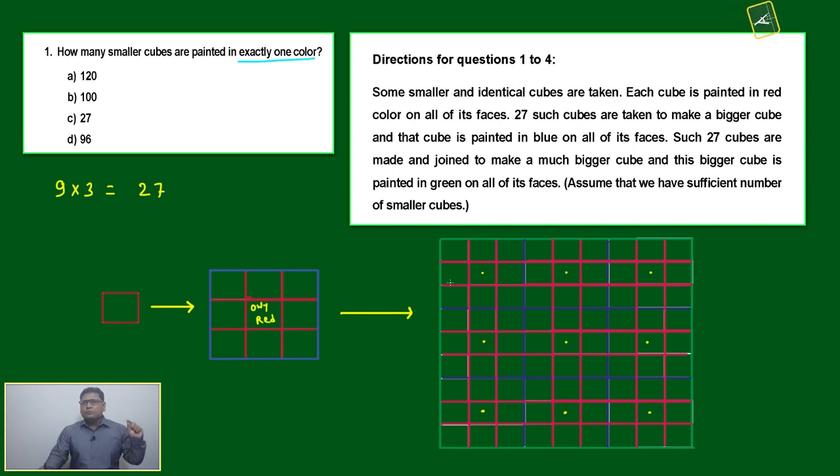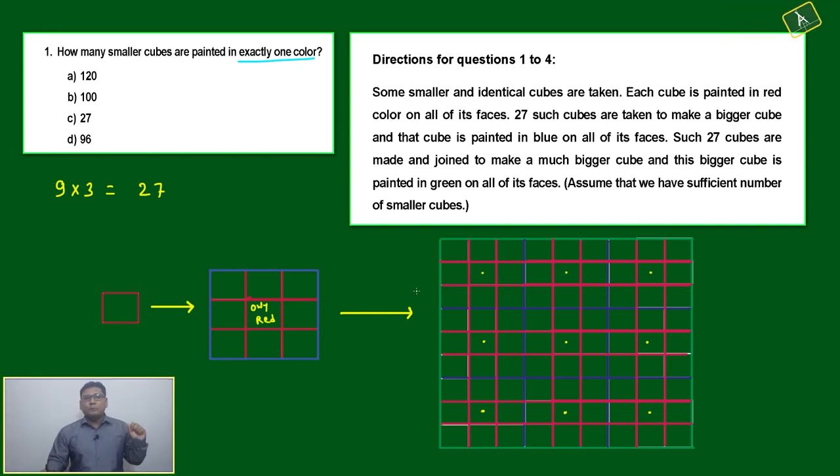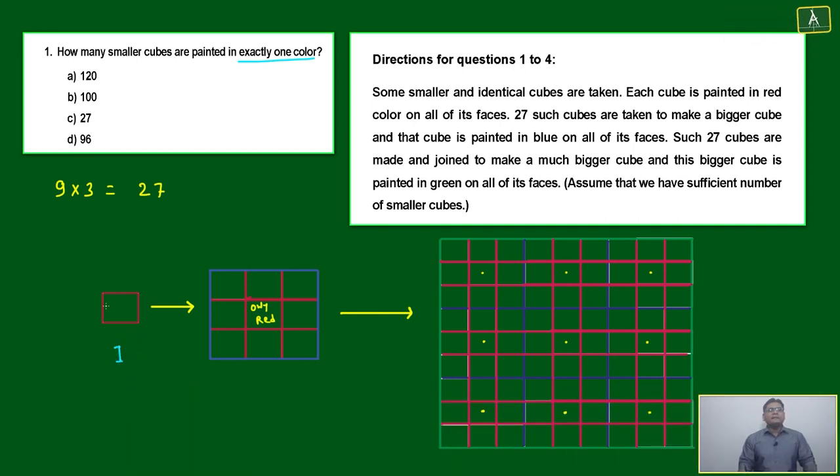Any cube, we can assume any one color, which can be blue or green. No, it cannot be. Why? Because only red is the color which initially at first step we have painted on all six surfaces. All the other colors, either blue or green, have painted only the external surface, and we can't assume any cube will be there which is painted by only blue or only green. Then exactly one color means only red. How many red? We already know 27, already counted all center cubes.